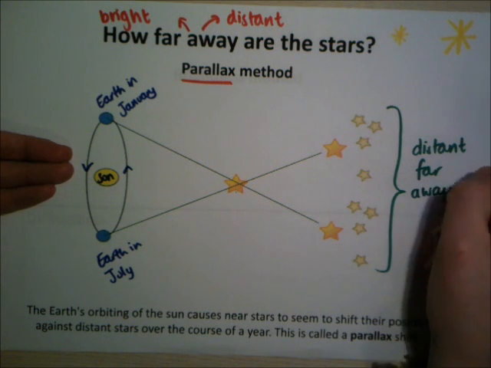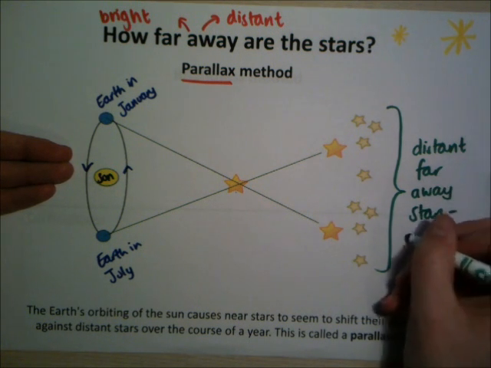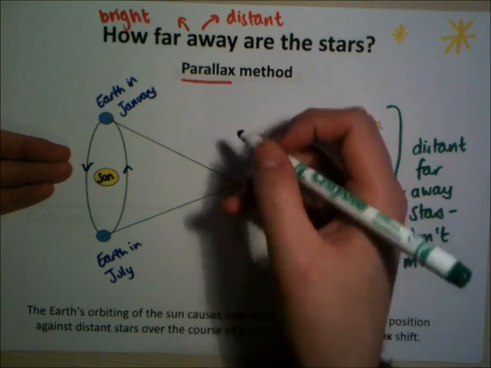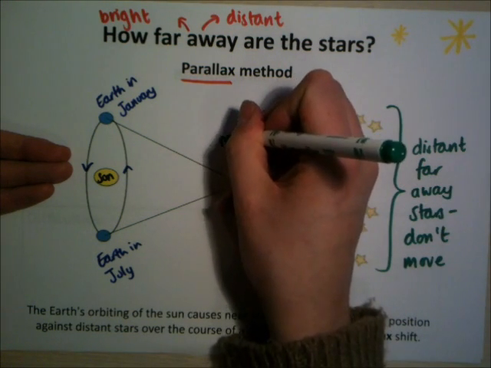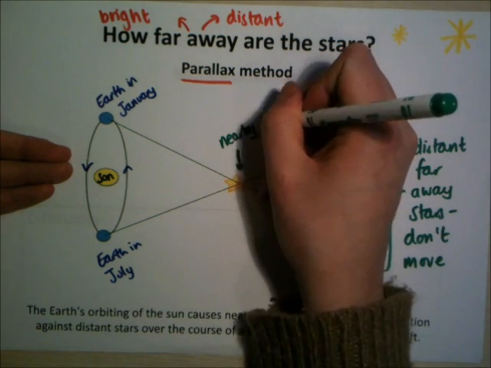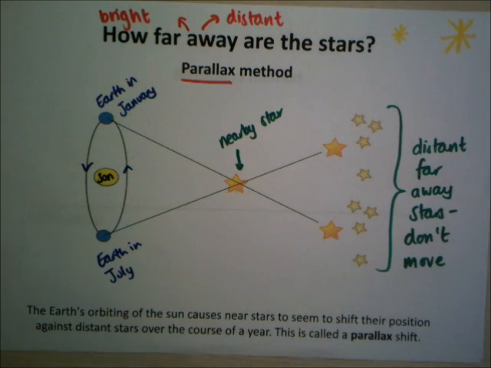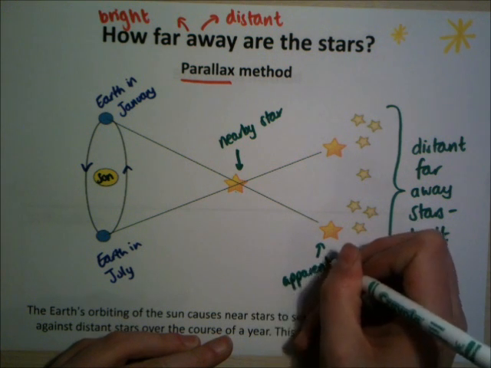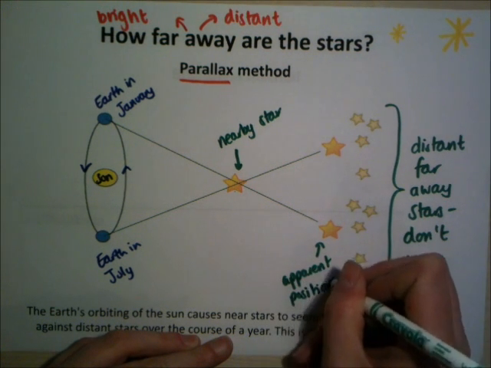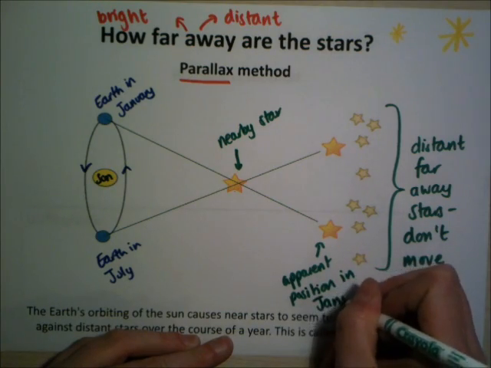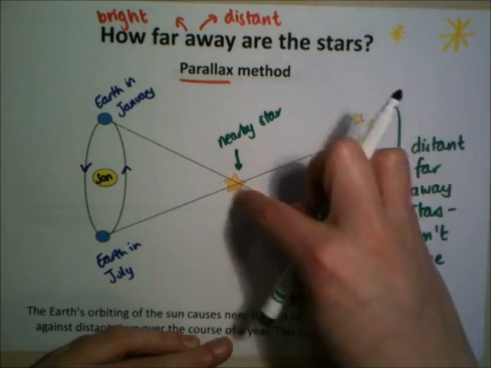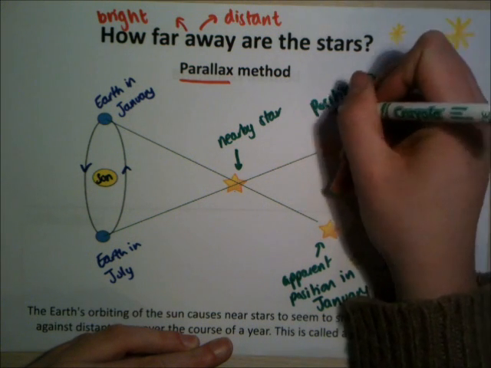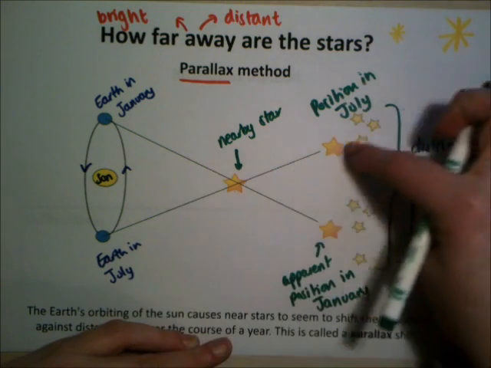I don't have to write distant, far away. I think you know what the two words mean. They don't move, okay? So they're fixed because they're so far that parallax doesn't really work for them. This here is my nearby star, and it appears to move throughout the year. So here I've got my apparent position in January, because you can see from the line of sight across there, that's how it looks in January. And this is the position in July, because from the line of sight you see it there.